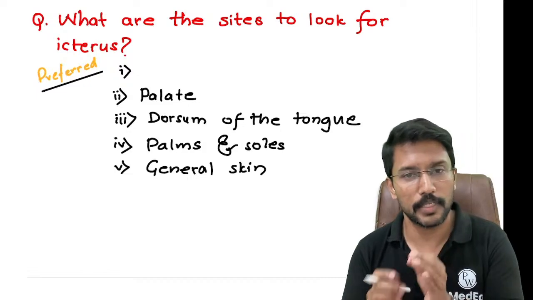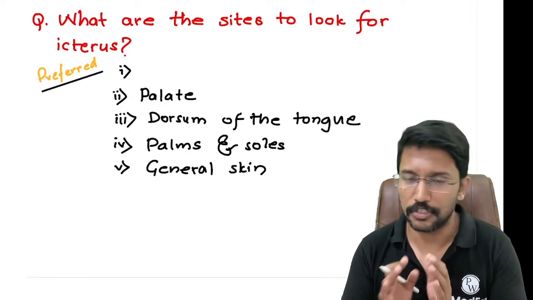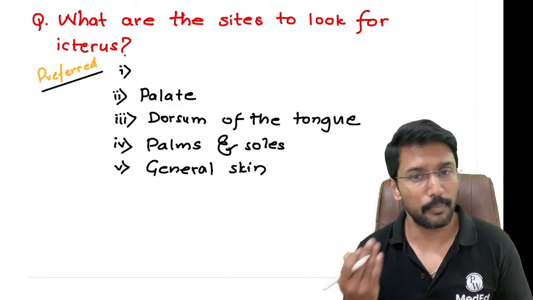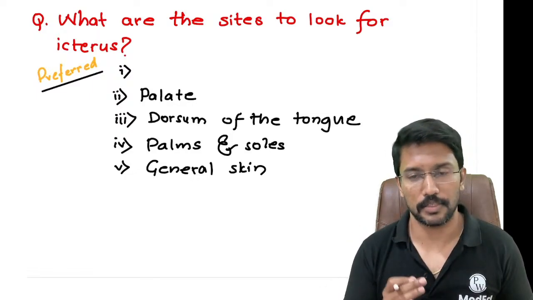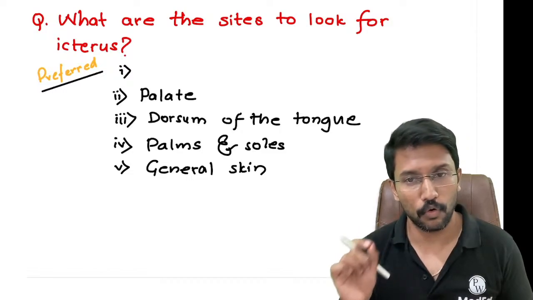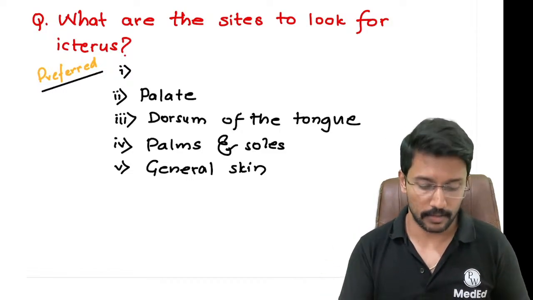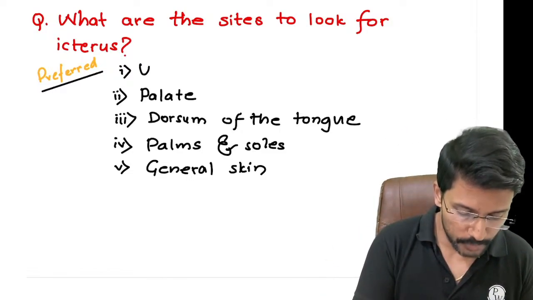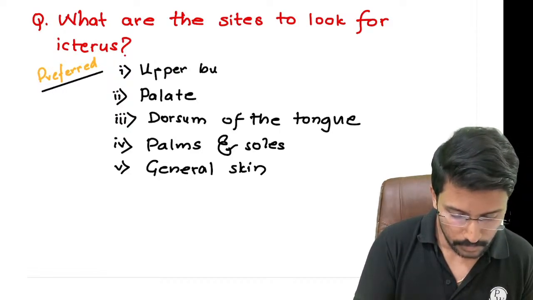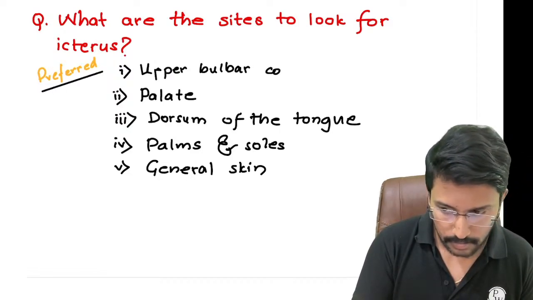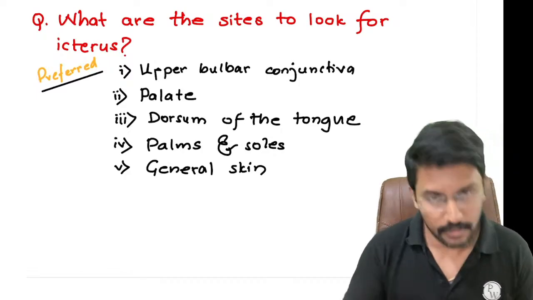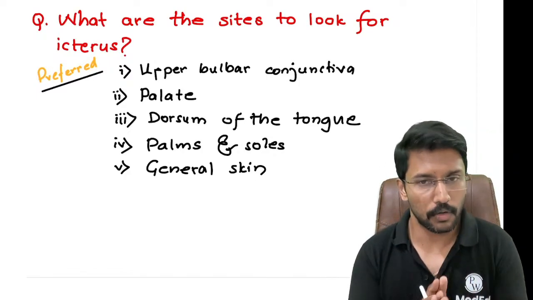Scleral icterus is a misnomer. So what should be our answer? Conjunctiva. Which conjunctiva? The bulbar conjunctiva, right? Not the palpebral conjunctiva, bulbar conjunctiva. Lower palpebral conjunctiva is what we look at when we look for pallor. For icterus, we look at the bulbar conjunctiva. To be more precise, the upper bulbar conjunctiva. That is the most preferred and the most common site to look for jaundice.